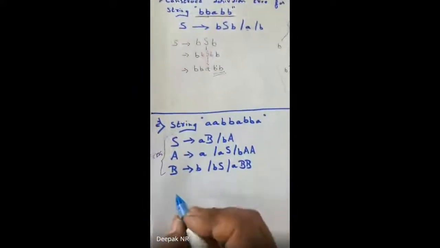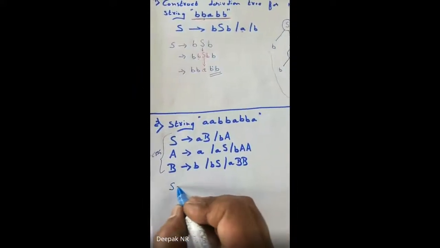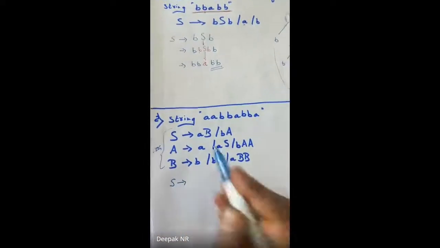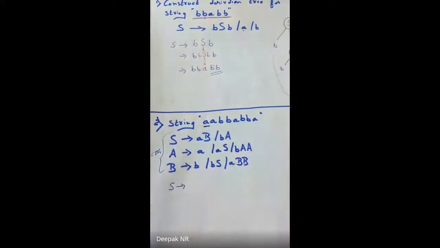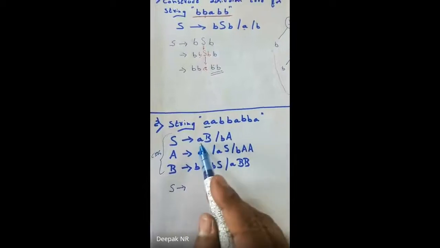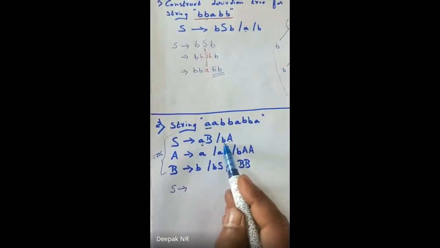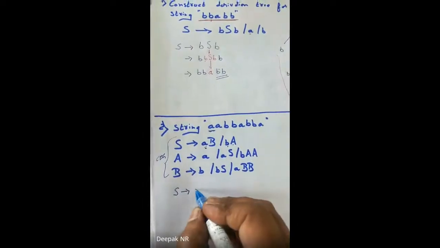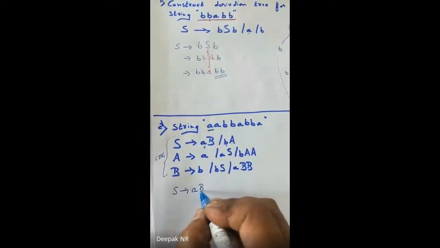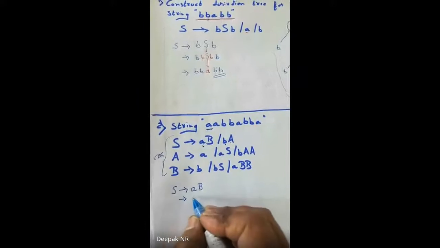First and foremost, I will start with the start symbol S. What is my first character? It is A. What should I use? I should use this or this. I'll be using this because this has A and this has B. So let S tend to AB. Clear?